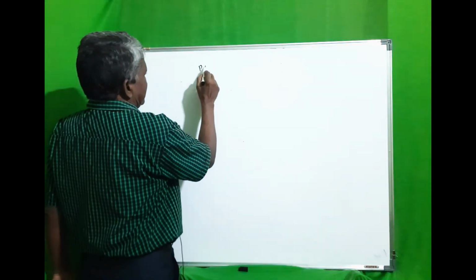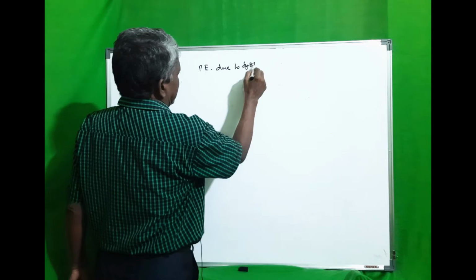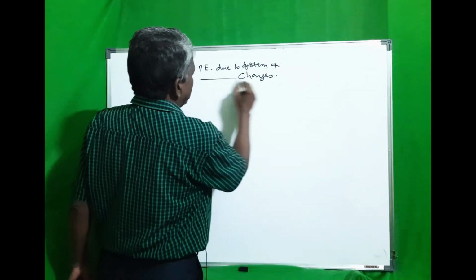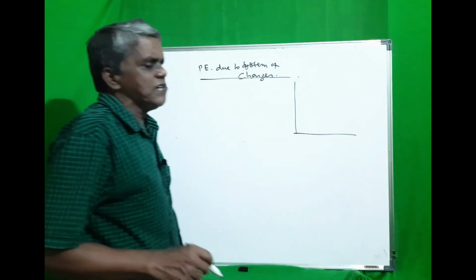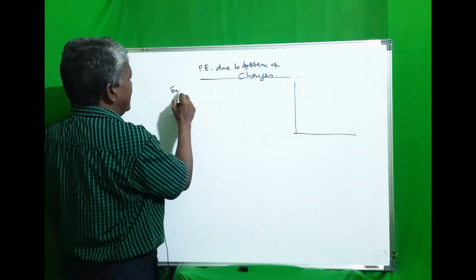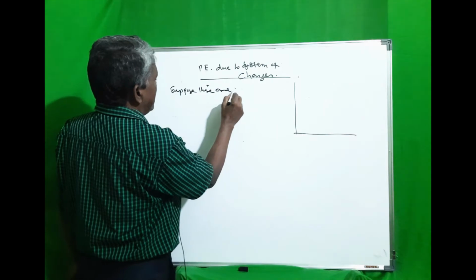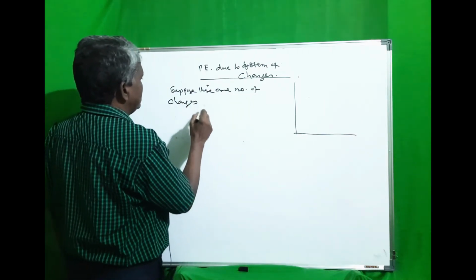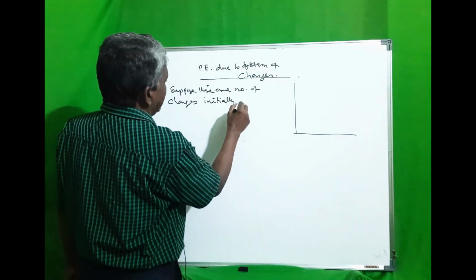Now, potential energy due to a system of charges. Suppose there are a number of charges initially at infinity.